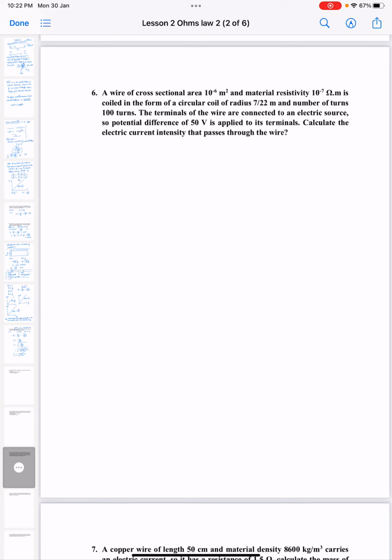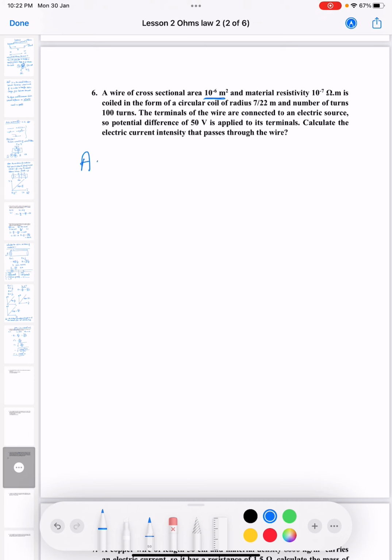Bismillahirrahmanirrahim. We will start today, continue lesson 2, problems on lesson 2. Problem number 6. A wire of cross-sectional area A equal 10 to power negative 6 meter square, material electric resistivity 10 to power negative 7 ohm meter.